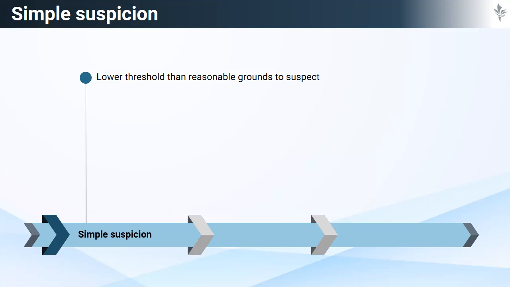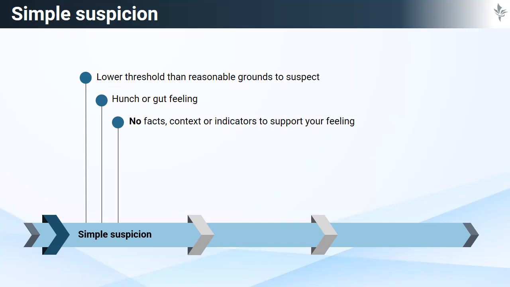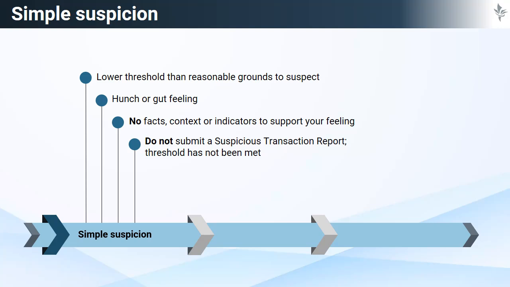Simple suspicion is a lower threshold than reasonable grounds to suspect. This means you only have a hunch or gut feeling that something is unusual or suspicious. But you do not have any facts, context, or indicators to support your feeling, or to reasonably conclude that a money laundering or terrorist activity financing offense is occurring, or that there is an evasion of sanctions. At this point, you are not required to submit a suspicious transaction report if you are simply suspicious, as the threshold has not been met.